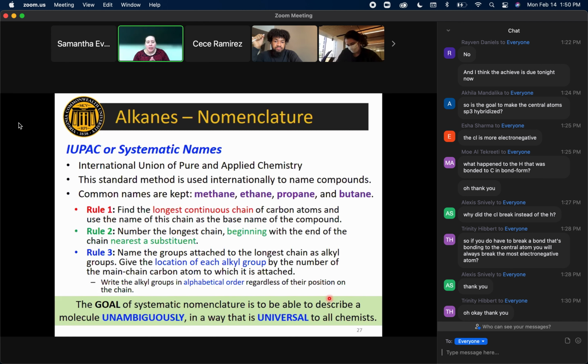So what you want out of an IUPAC name is that you name the molecule, and if a chemist who knows IUPAC rules looks at that name, they can only draw the molecule you're thinking of. So we want to be able to use this to make unambiguous names for molecules.